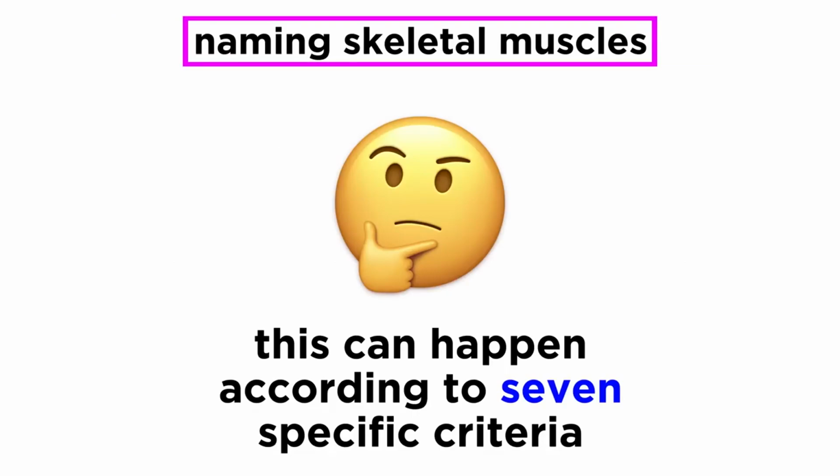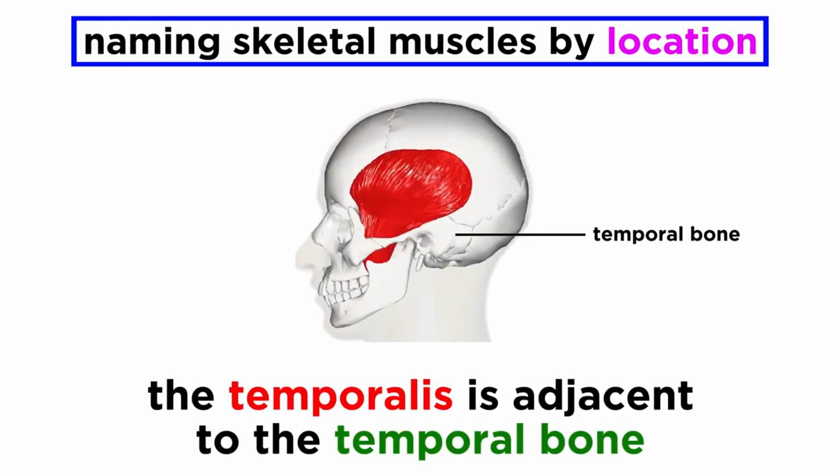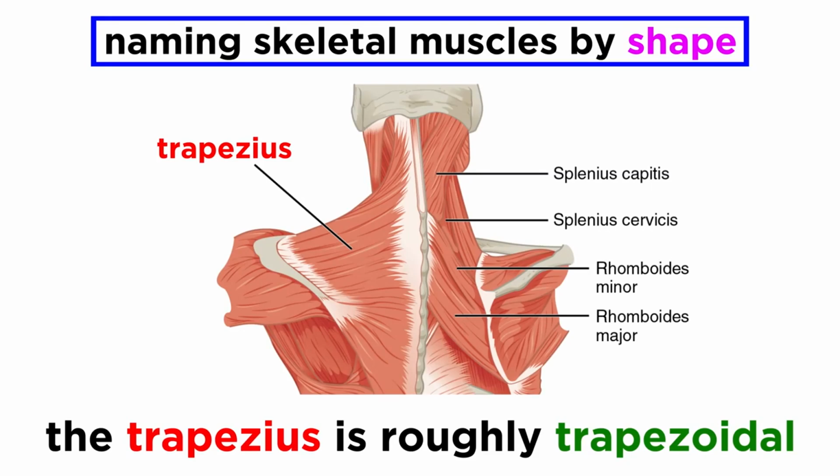Skeletal muscles also have specific names, and they are named according to any of 7 specific criteria. Let's be aware of these criteria, even if we don't go over the name of every single muscle. First, there is muscle location. For example, the temporalis is adjacent to the temporal bone. Next, there is muscle shape. The left trapezius muscles are roughly trapezoidal in shape.